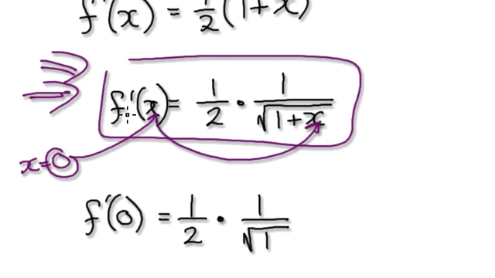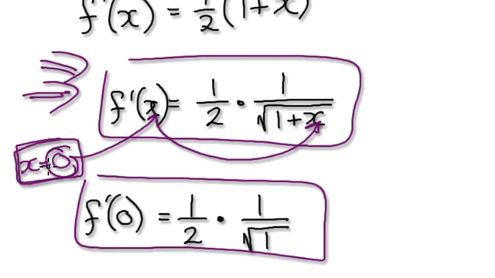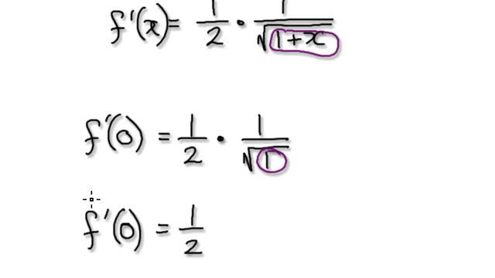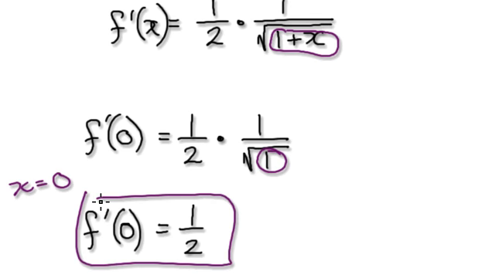So we need to know the gradient at that particular point at x equals 0. The gradient at x equals 0 is given by this thing here. When you put 0 in, it will be 1 plus 0, which is 1. So the gradient at x equals 0 is a half.